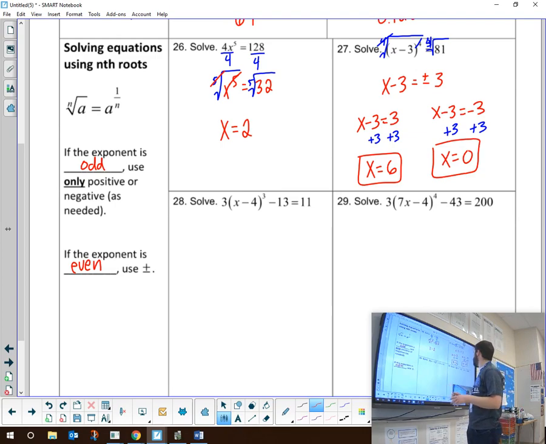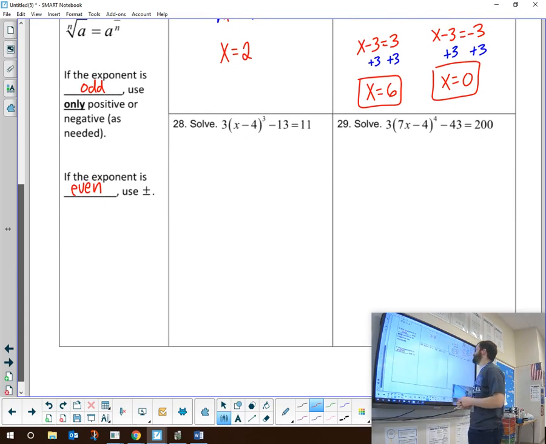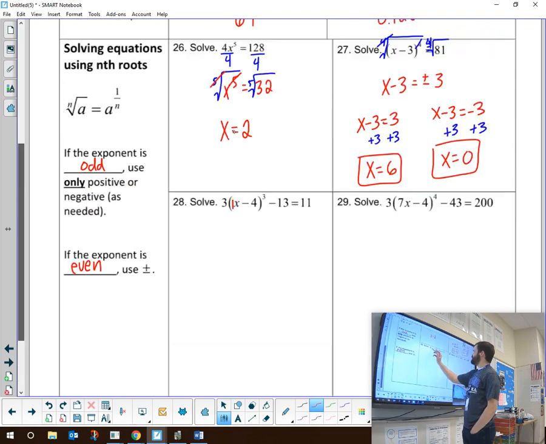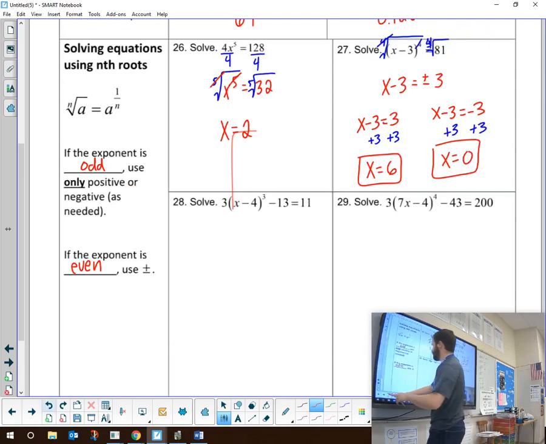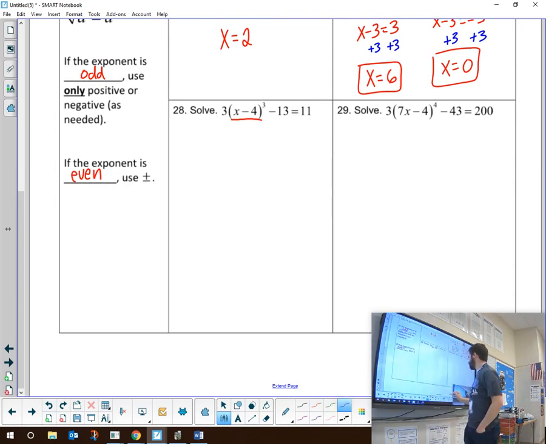All right, let's keep moving on. We'll do our last two here. Number 28. We're going to need to get this parentheses by itself, all right? So to do that, we're going to start off by adding 13 to both sides. It's going to give me 3 times x minus 4 cubed equals 24.